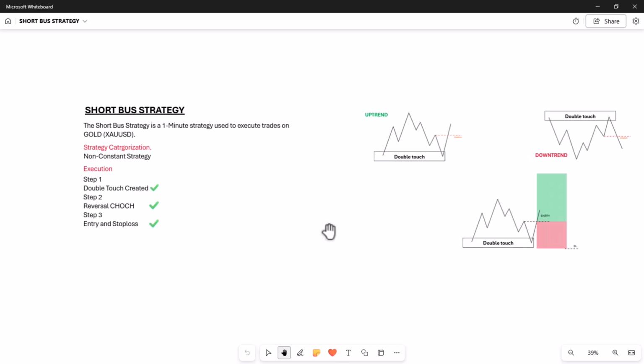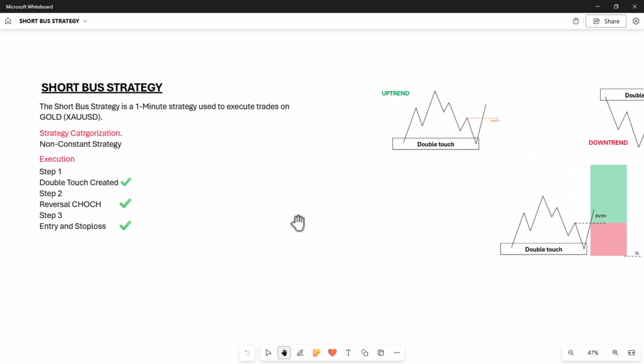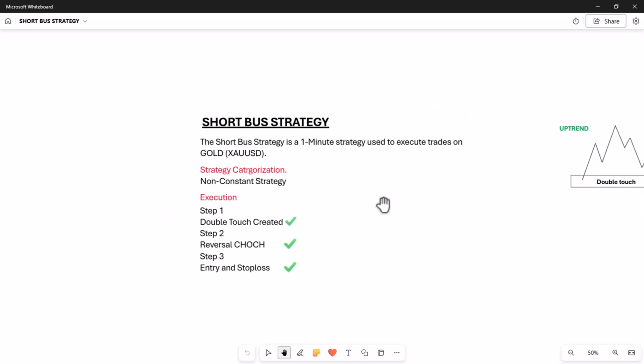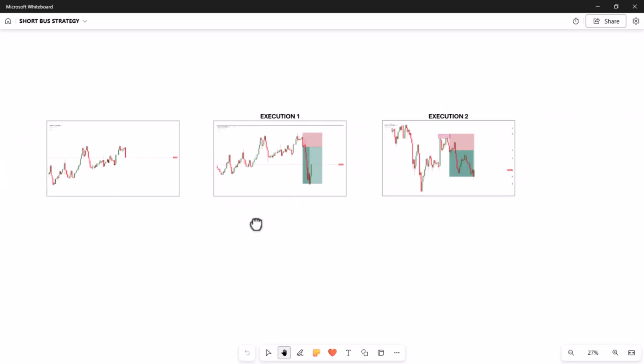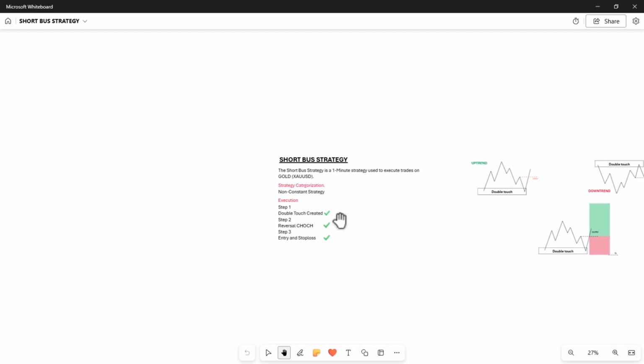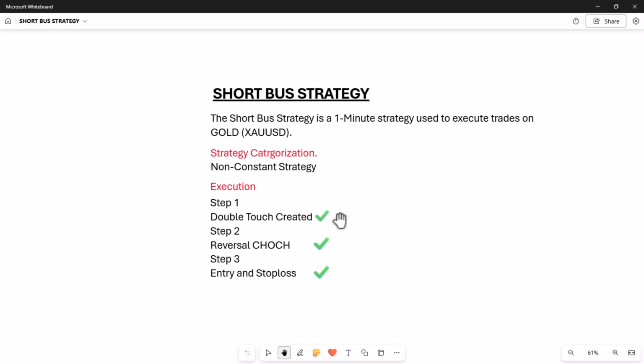So it's time for me to teach you guys the short burst strategy, right? Now this is a very small strategy. It will take you about 5 minutes to actually understand the strategy. It's not really a big strategy, right? I'm just going to make things very simple for you.